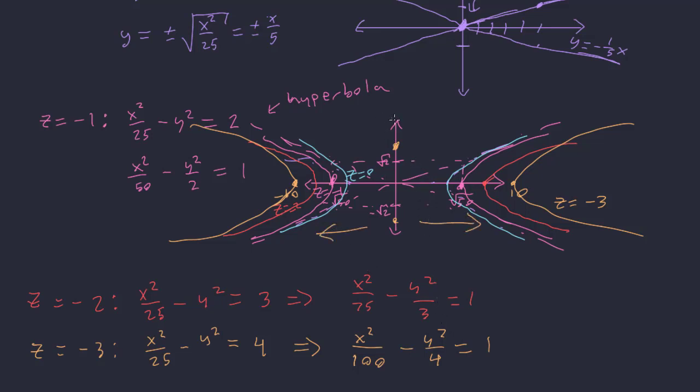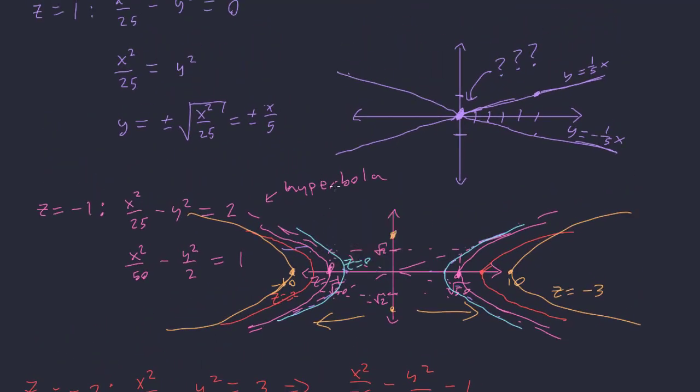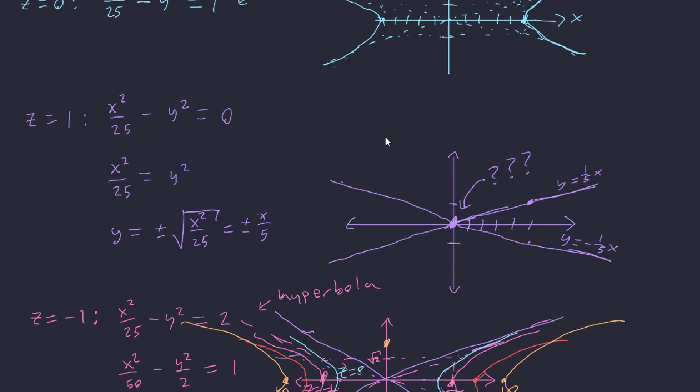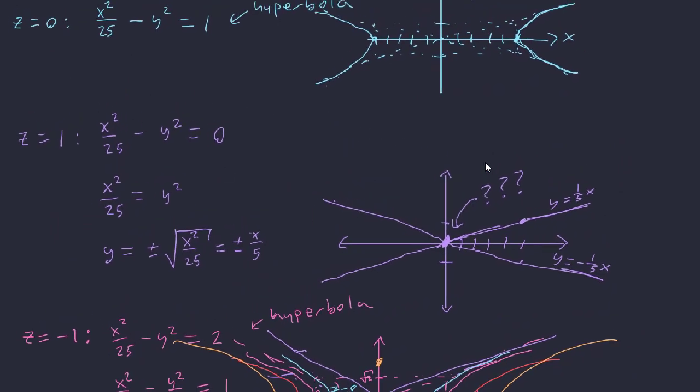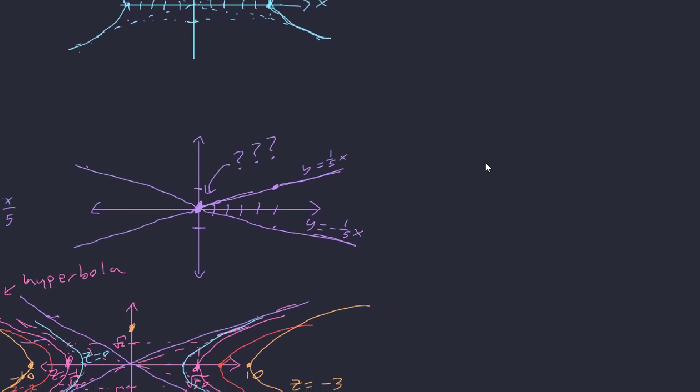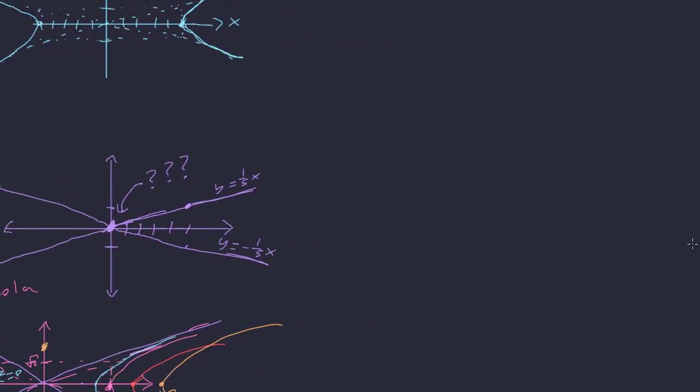Okay, but when we get to z equals positive 1, we have this strange thing, right? It's this weird little X shape. So let's see what happens when we start going in the positive direction. So now let's try z equals 2, z equals 3, etc.